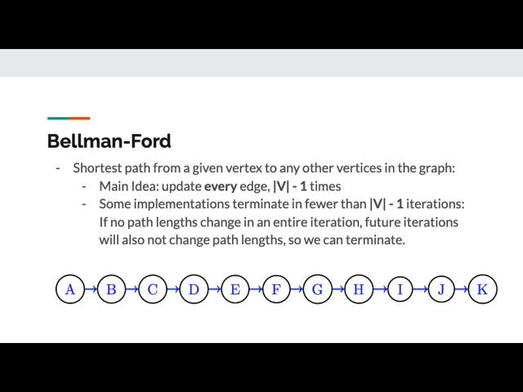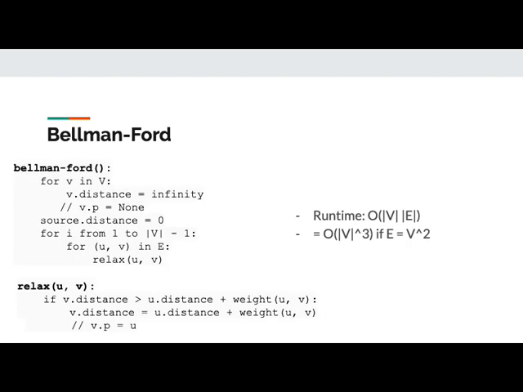This is not going to change the runtime asymptotically, because in the worst case scenario we're still going to need to run it V minus 1 times, but it does make a little bit of difference. So here's the Bellman-Ford pseudocode. You don't have to worry too much about this pseudocode. Just put it on your cheat sheet and you should be good.